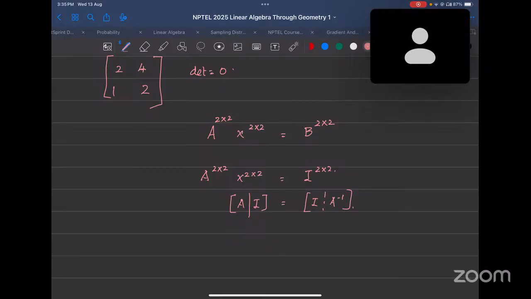If the left side does not have an inverse, you will see that the moment you do the row reduced echelon form, you will hit a row of zeros. The moment you hit a row of zeros, you know that the inverse does not exist. So if one of the rows becomes completely zero, then you stop. Okay, sir.